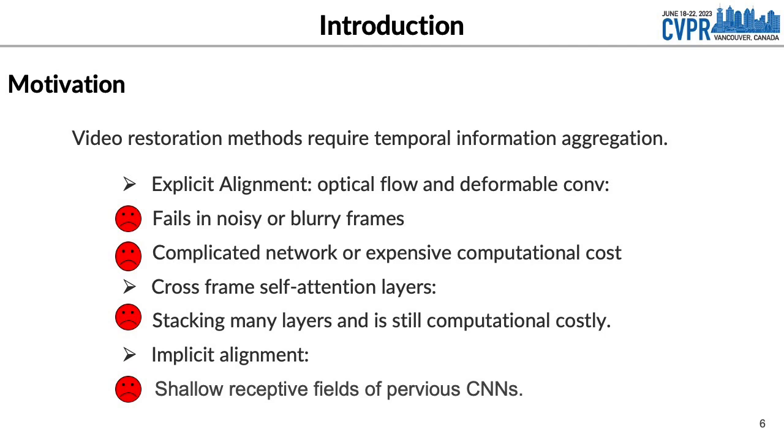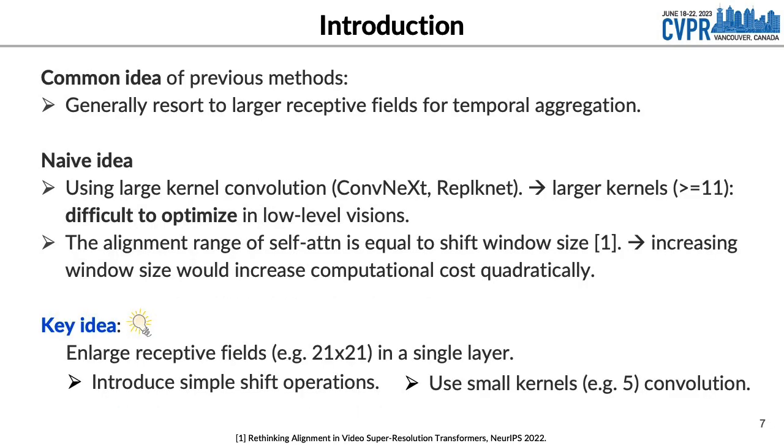A video restoration transformer, VRT, is developed to model long-range dependency, but its large number of self-attention layers make it computationally demanding. While several methods employ convolutional networks for multi-frame fusion without explicit alignment, their performance tends to be suboptimal due to their shallow receptive fields. It's observed that most previous methods resort to large receptive fields for temporal aggregation.